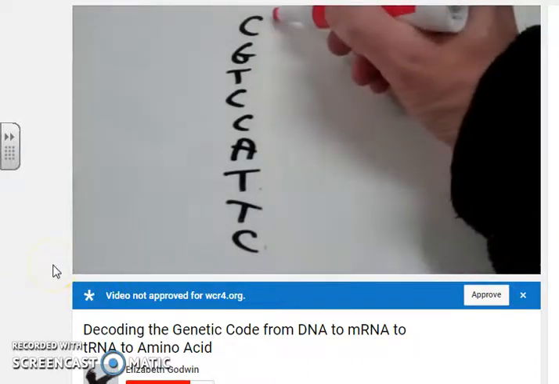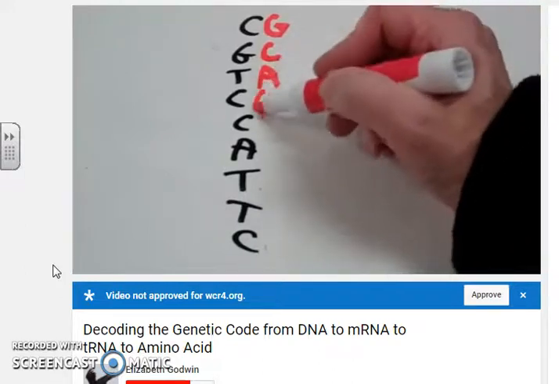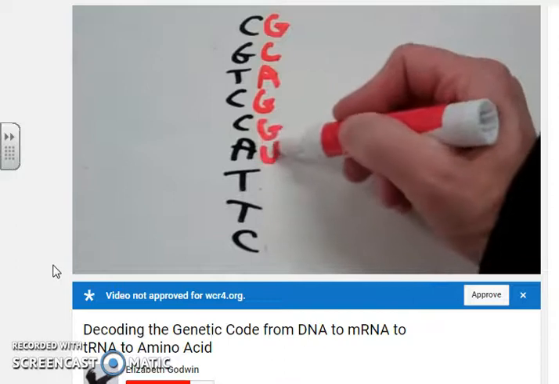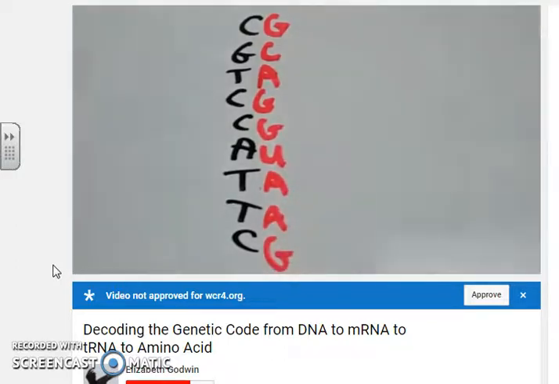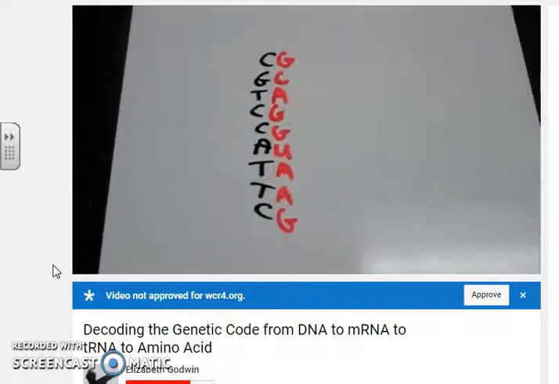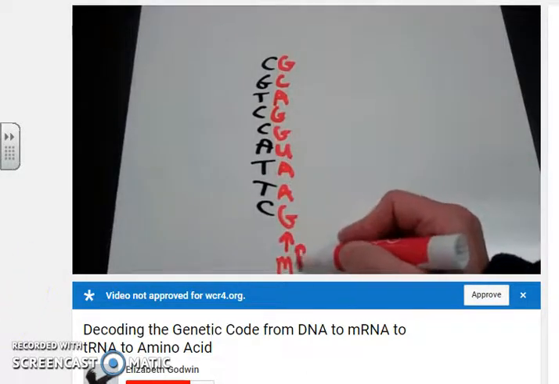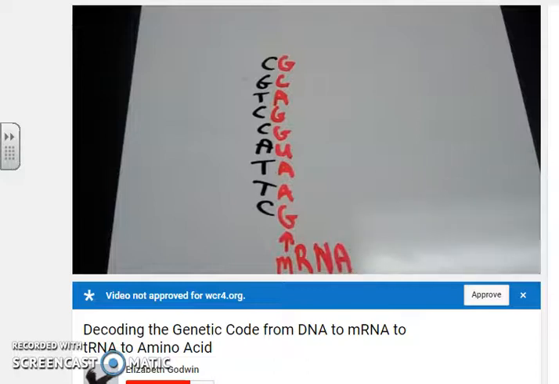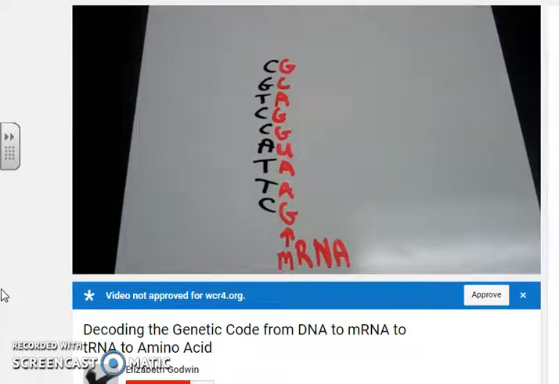So I would have G for guanine, C, A, G, G, U, A, and G. So this is my messenger RNA. Messenger RNA comes into the nucleus and copies the DNA code. So that's my RNA will now take this code out of the nucleus and it will arrive at the ribosome.